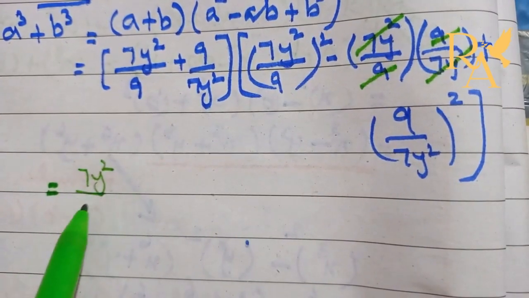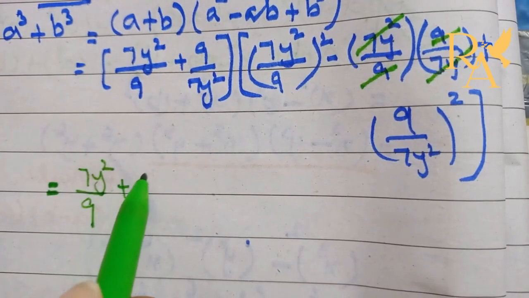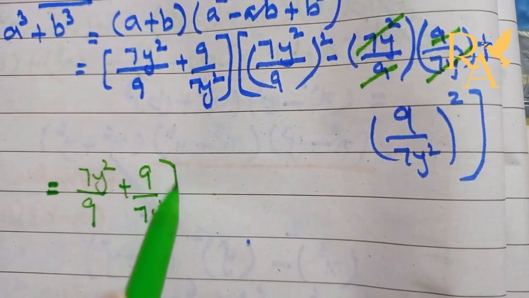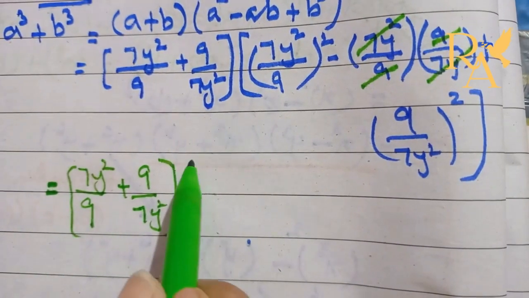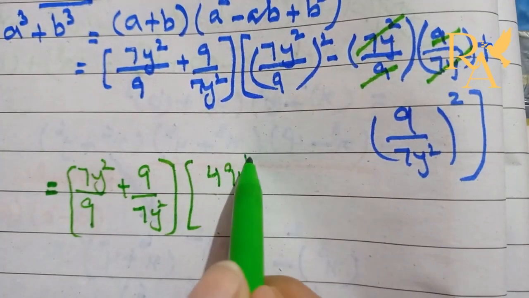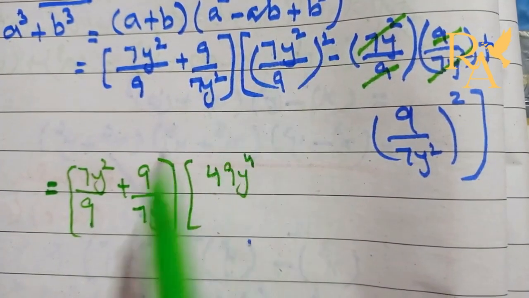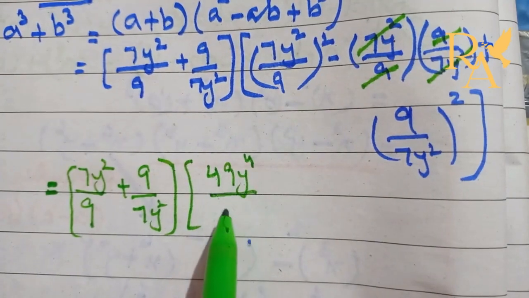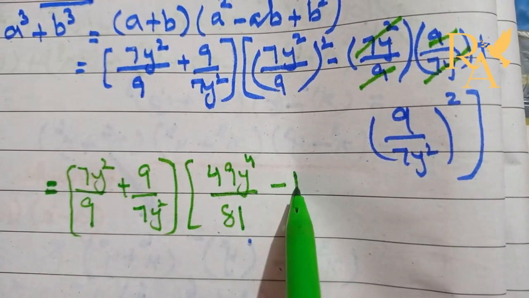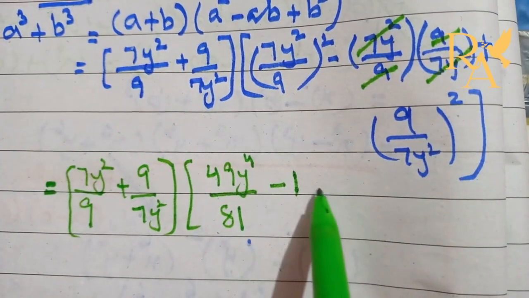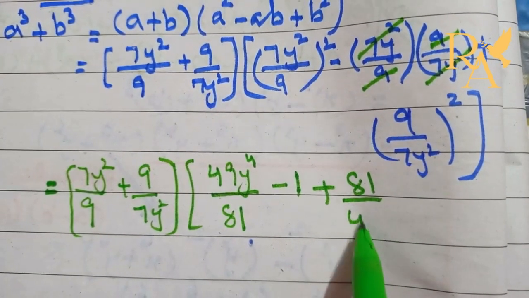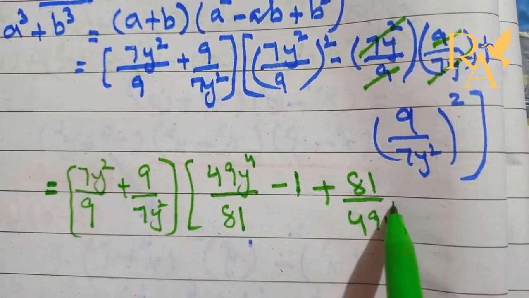So we have 7y²/9 plus 9/7y². 7 times 7 is 49y⁴, 2 times 2 is 4, divided by 9 times 9 is 81, minus 1, plus 9 times 9 is 81 over 7 times 7 is 49y⁴.